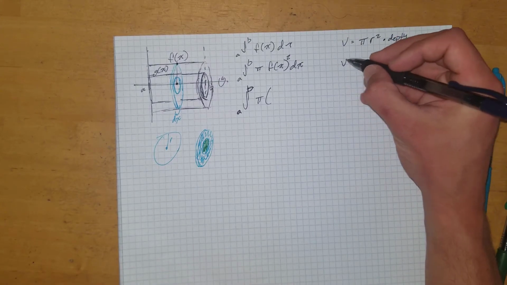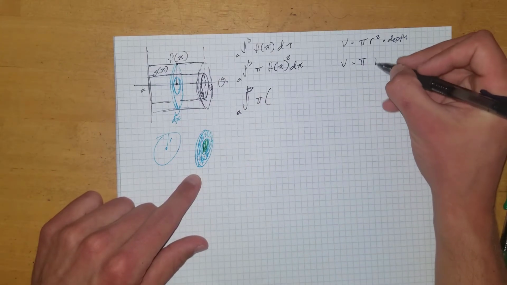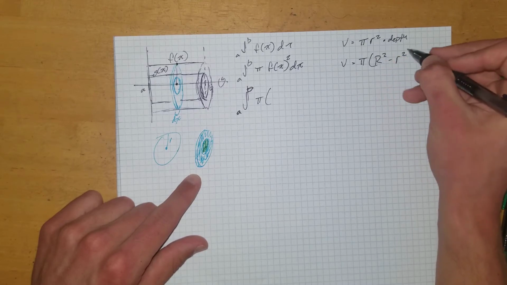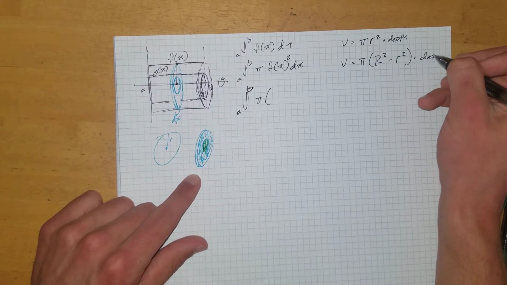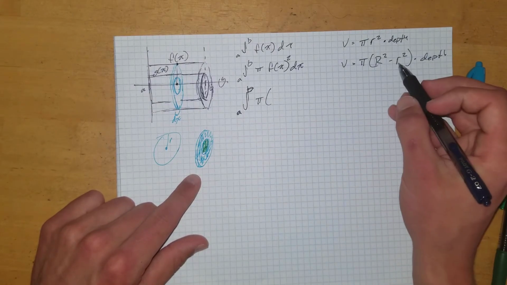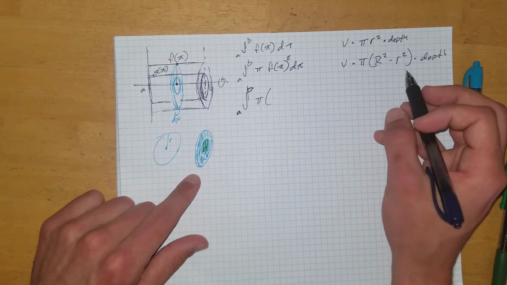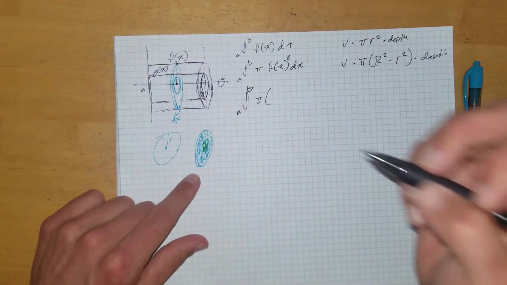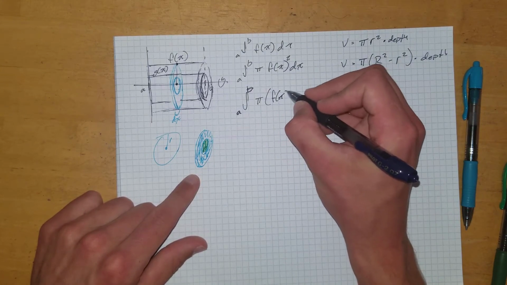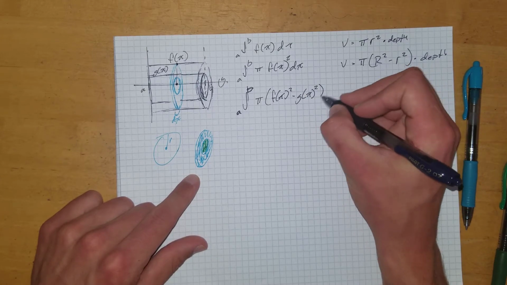So when we're dealing with volume of a washer, we're going to take one radius squared minus another radius squared times the depth. So big R is the outer, little r is the inner. So we're going to apply this same type of concept to the integration here. So pi f of x squared minus g of x squared.